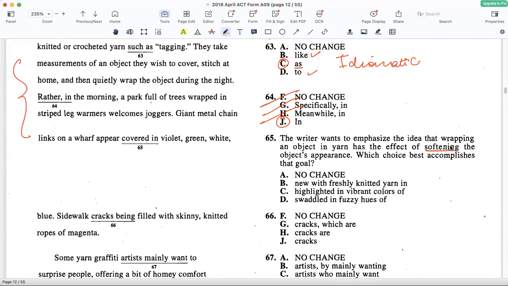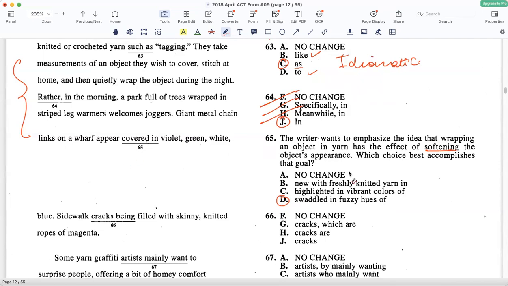Which choice best accomplishes that goal? Covered in, new with freshly knitted yarn in, highlighted in vibrant colors of, swaddled in fuzzy hues of. So if I want to give the impression of softening the appearance of the object, then D is the best answer, right? Because if I'm saying that metal chains are swaddled in fuzzy hues, then fuzzy here means something which softens the appearance of the metal chain. So that is exactly what I'm looking for.